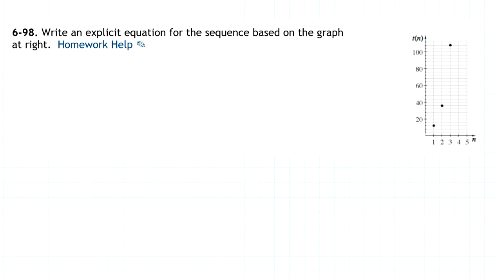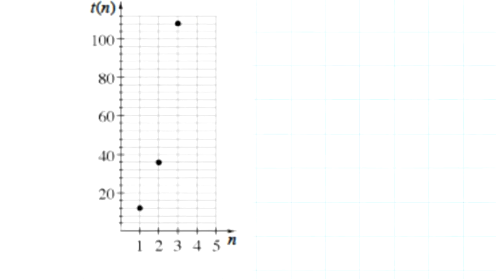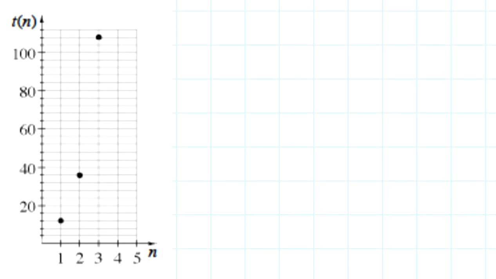Okay, this is question number 98. It says write an explicit equation for the sequence based on the graph at right. So let's get closer to this graph. And we're wanting an explicit equation for this graph. And we can read a couple points off of it, right?